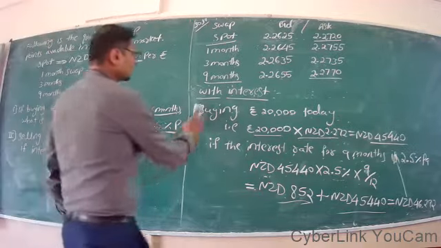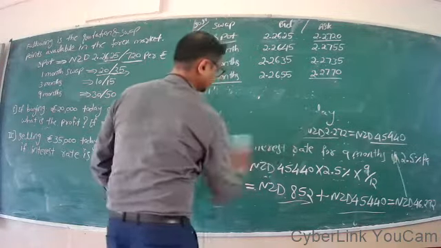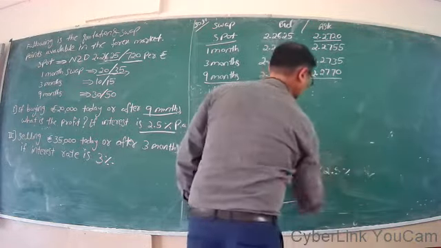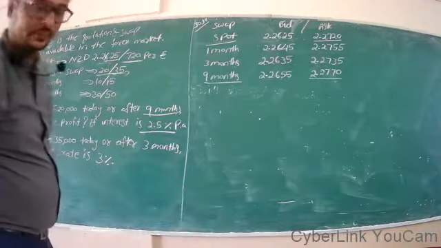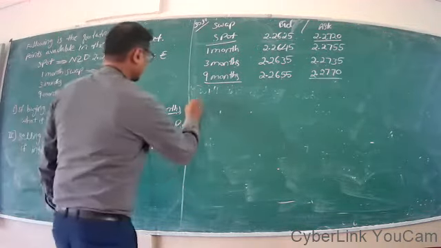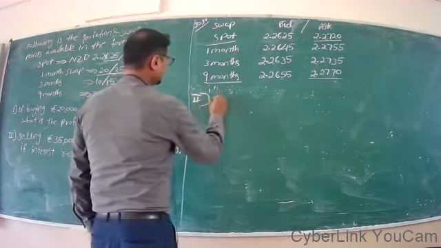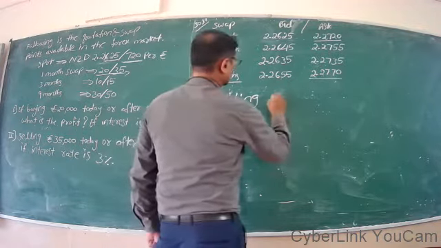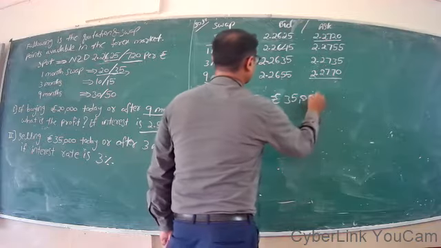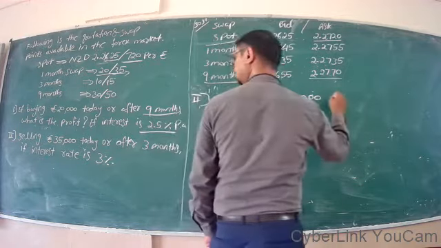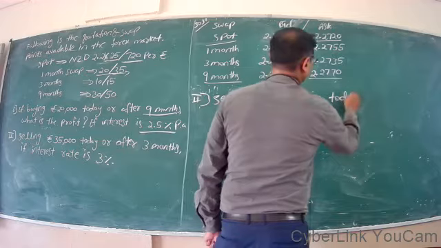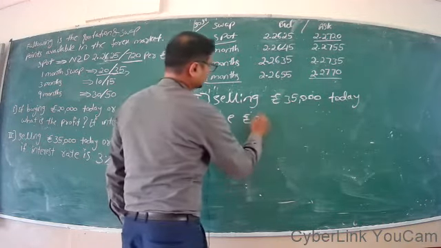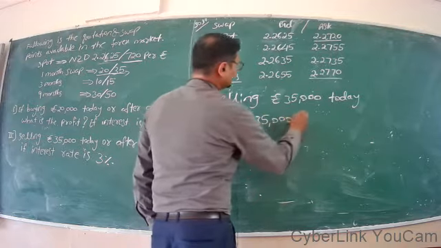Now the second case. In the second problem they are asking, now you are selling, if you are selling 35,000 euros today, that is 35,000 euros.